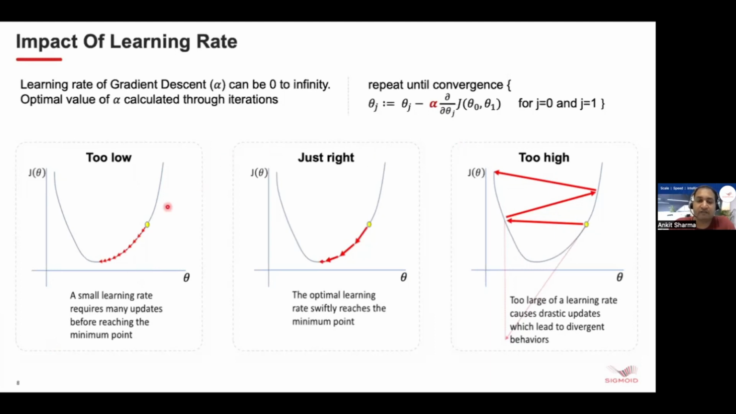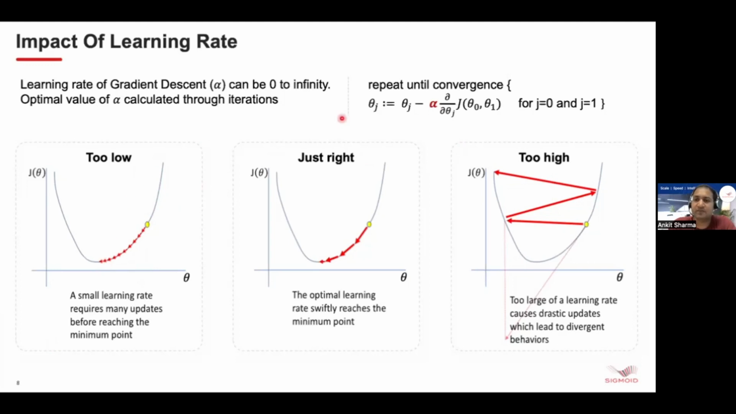So let's look at when you are keeping a very low value of alpha. If you are keeping a very low value of alpha, then with each iteration your theta values are going to change very little, right? Because of this, it is going to take a lot of time to converge. So it's not the optimal solution, because it's going to take a lot of time and it's computationally expensive as well. So that's why it's not recommended.